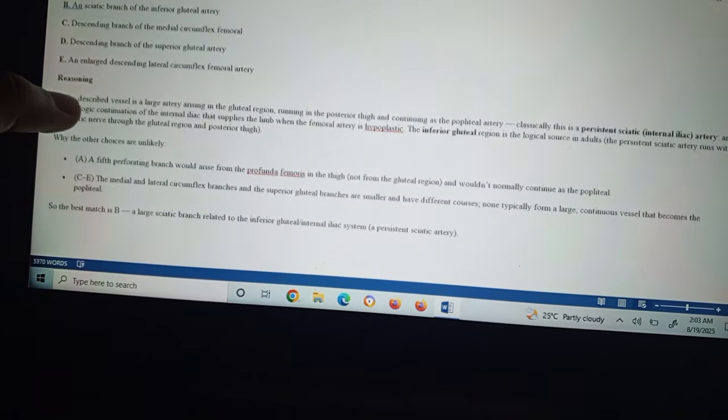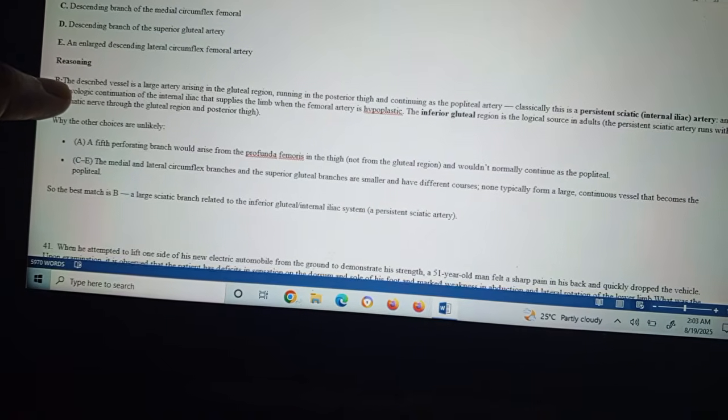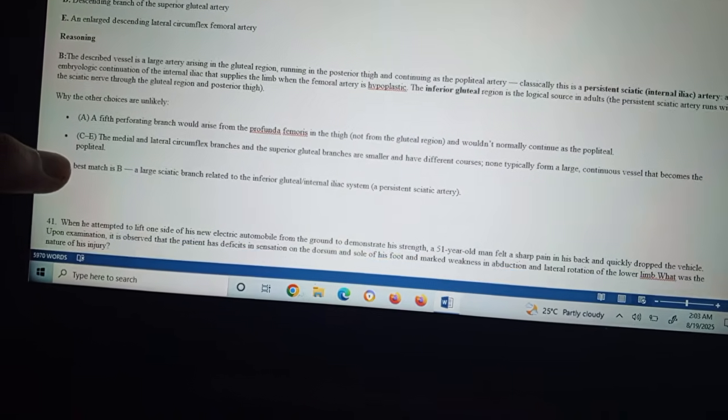Why the other choices are unlikely? A, you can read it on your own.